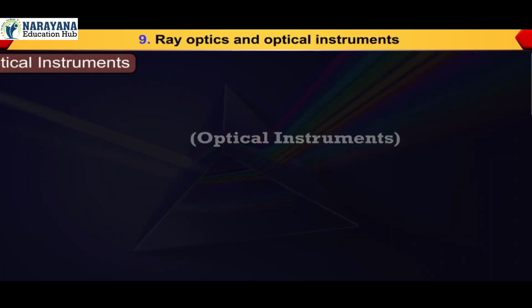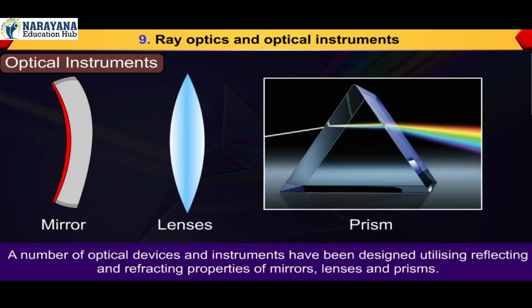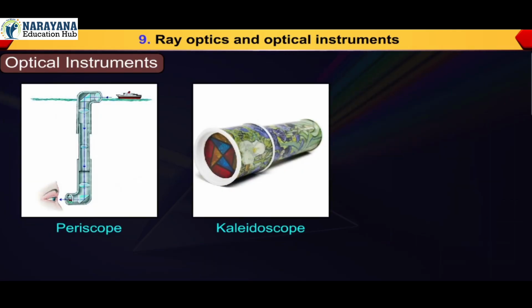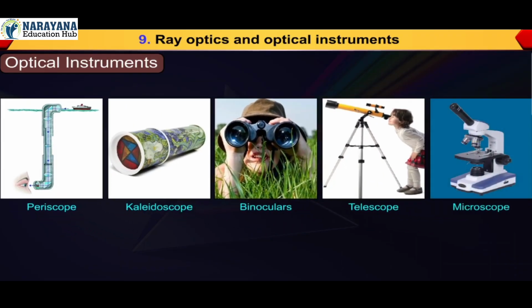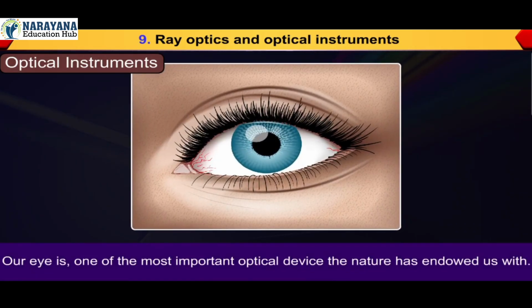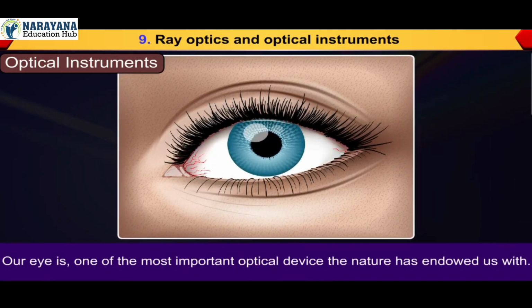Optical instruments. A number of optical devices and instruments have been designed utilizing reflecting and refracting properties of mirrors, lenses and prisms. Periscope, kaleidoscope, binoculars, telescopes, microscopes are some examples of optical devices and instruments that are in common use. Our eye is one of the most important optical devices nature has endowed us with.